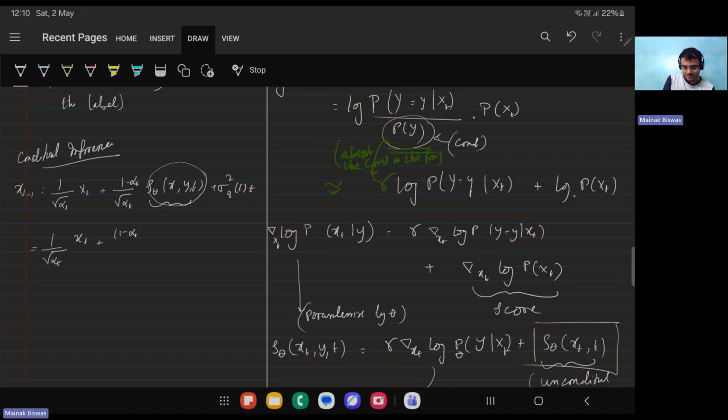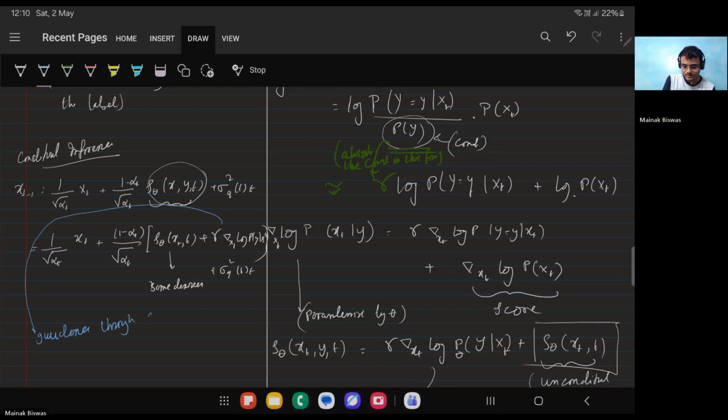This is 1 minus alpha t over root alpha t times s theta of xt, which is the same classifier, same denoising model, same denoiser, plus the gradient over xt of log of p of y given xt, plus sigma t squared epsilon. So which is telling me that this is a guidance term. Guidance through classifier. Hence it is called classifier guidance. Classifier guided diffusion.